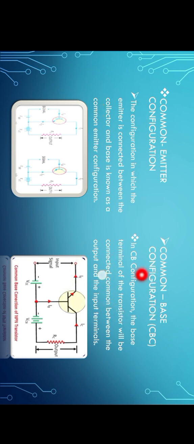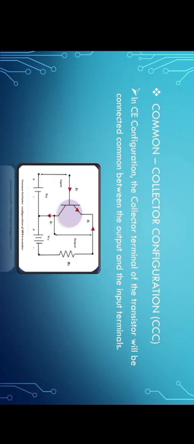Next is the common base configuration, CBC. In the CBC configuration, the base terminal of the transistor is connected common between the output and the input. Here we can see common between output and input. Next, common collector configuration, CCC. In the CCC configuration, the collector terminal of the transistor is connected common between the output and the input terminals. Here we can see the diagram of the CCC.